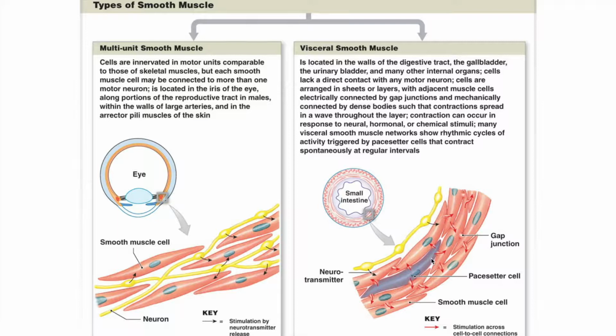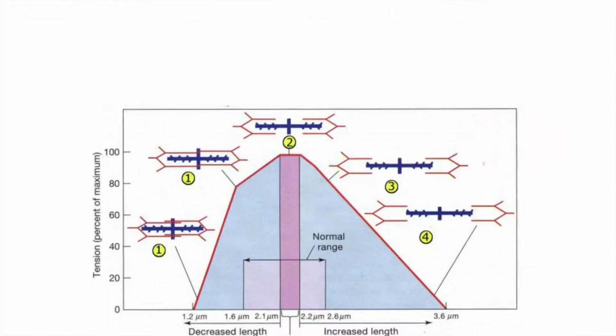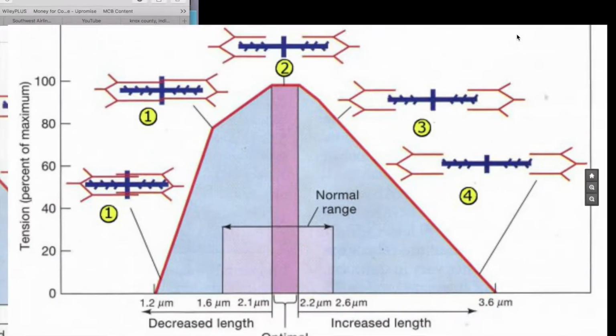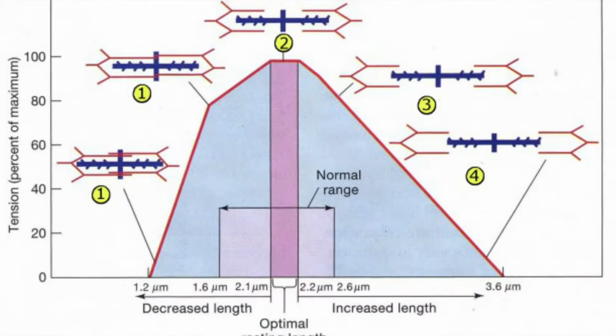The myofilaments in smooth muscle are not arranged into sarcomeres, so the muscles can contract even when they're stretched. So remember, with skeletal muscle, we had this diagram where they generate the most force where there's maximum overlap of actin and myosin. Smooth muscle doesn't have sarcomeres, and that allows it to stretch, like your stomach is going to stretch when it fills up with food, and the smooth muscle can still contract.